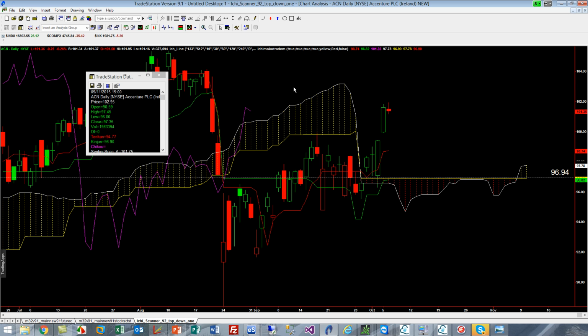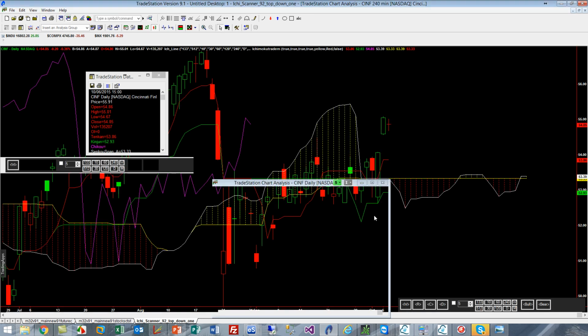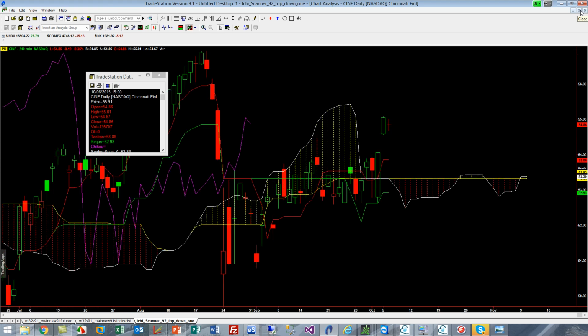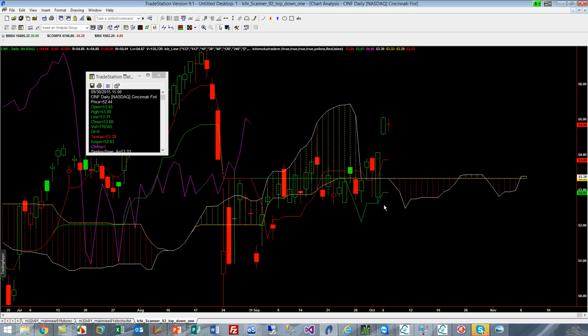Okay, the next one is CINF. If you look here on CINF, this is when we did the webinar. You could see it pulled back to the yellow line or the green line, wherever the multiple time frame support is. Even if you bought at this yellow line, look where you're at here, 53 and 54. So this one hasn't made that big of a move, but it's slowly sitting there trying to make a move to come all the way up to here.